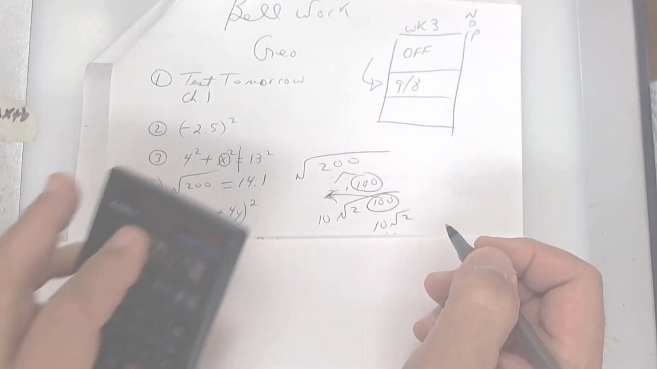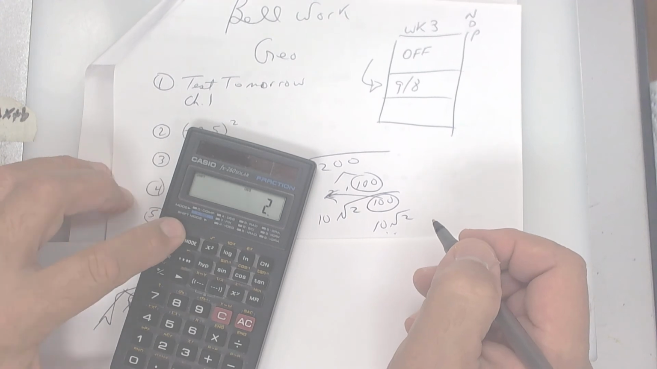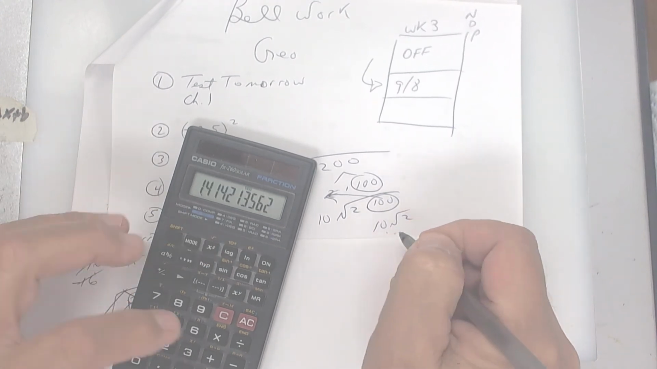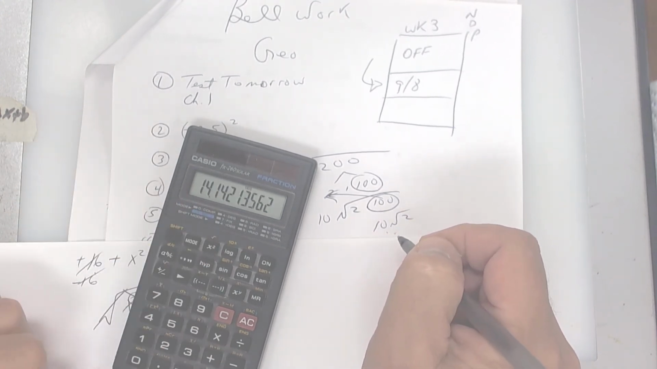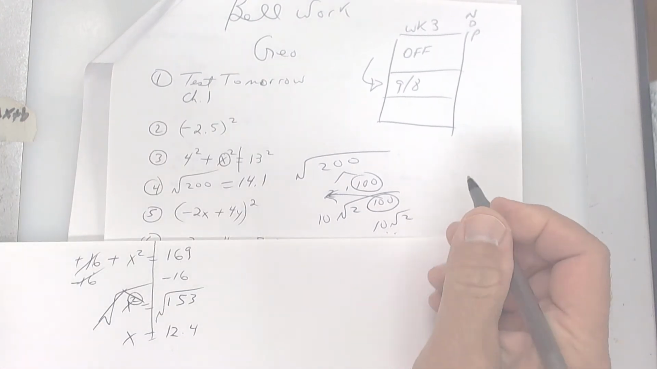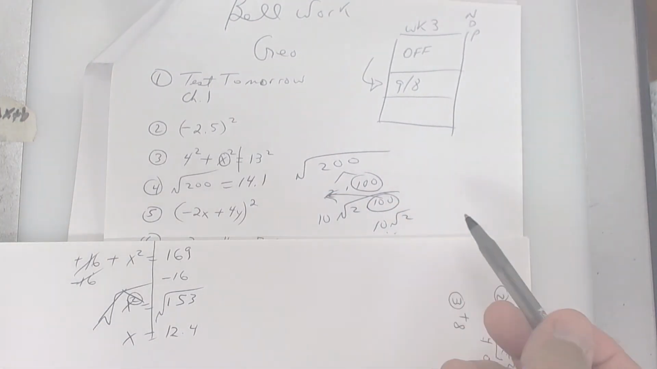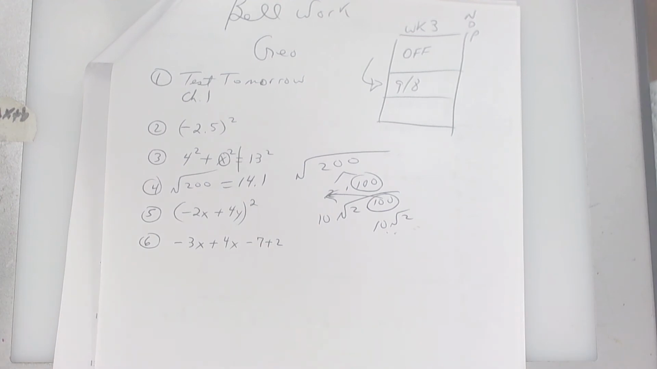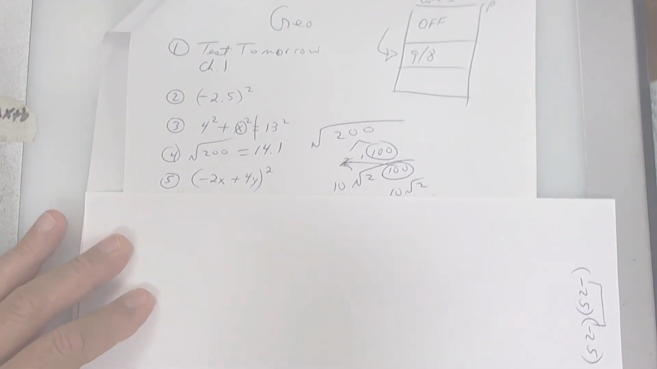Okay, and we can check that. We can take 2 shift square root and then times 10. And we get the same thing as we had before. Chances are you just use your calculator, but I want you to know this. All right, last one, or almost the last one. You got to write this twice.